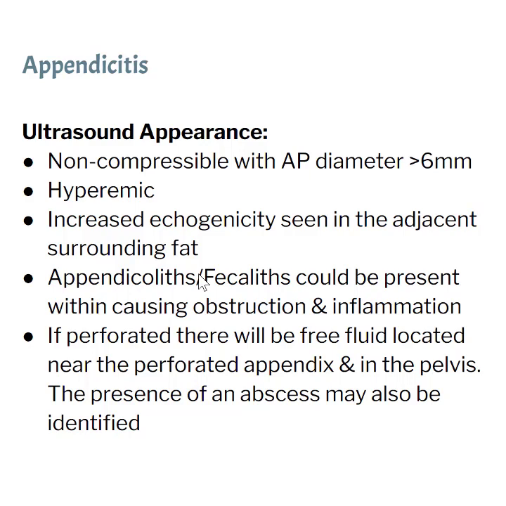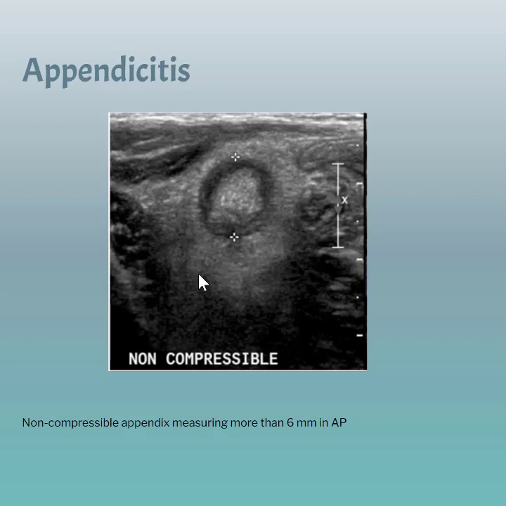Lastly, if the appendix gets to the point where it ruptures or perforates, we will then start to see free fluid collecting within the pelvis. We might also be able to see the presence of an abscess or a phlegmon. So appendicitis first, it's going to be non-compressible.